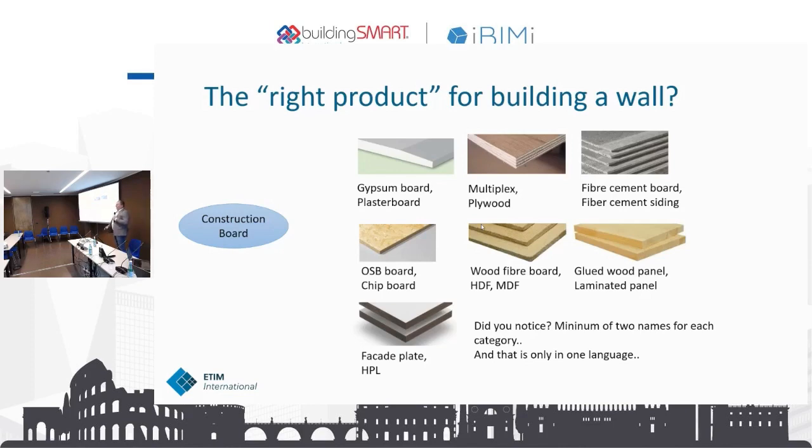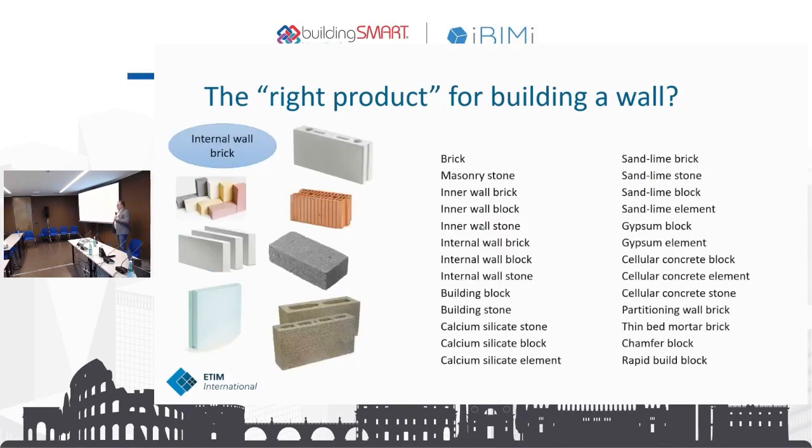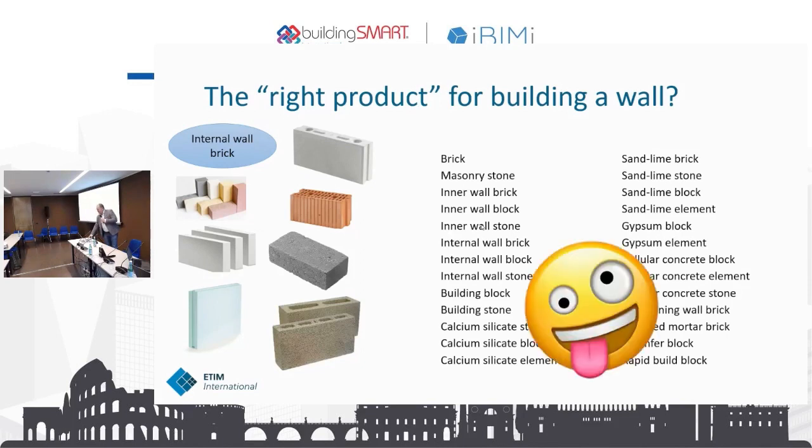And I'm not sure if you noticed, but here on the slide, for every picture, I picked 2 or 3 names, which adds to the complexity, because if you look for a brick for an internal wall, what is it called? There's so many synonyms that you can think about, and so many extra stuff, which adds to the complexity. So how are we going to find the right product?